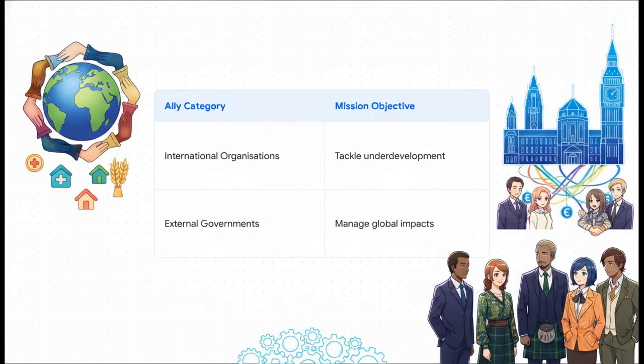Now, what's really interesting about this slide is our ally roster. Check this out. We have international organizations. These are groups like the UN or the World Bank, and their main mission objective is to tackle underdevelopment through highly targeted aid, health programs, and infrastructure funding. And then we have external governments, like the Scottish Parliament or the broader UK government, who step in to provide support, negotiate fairer trade, and manage those global impacts we were just talking about. By working together, they form this vital allied party trying to bridge that development gap.